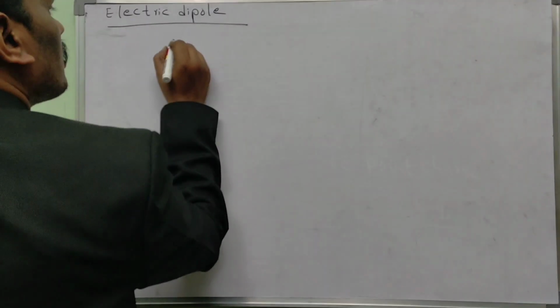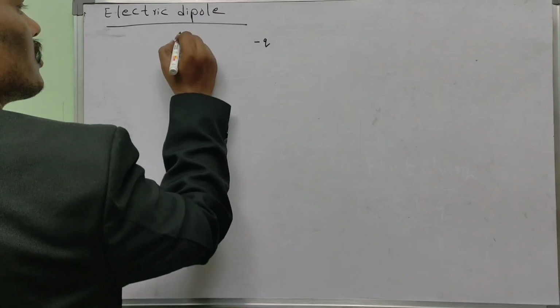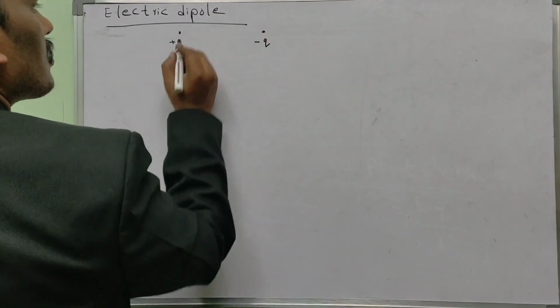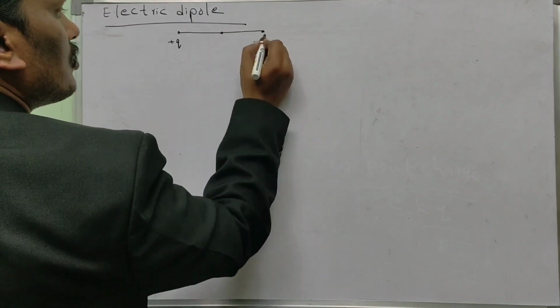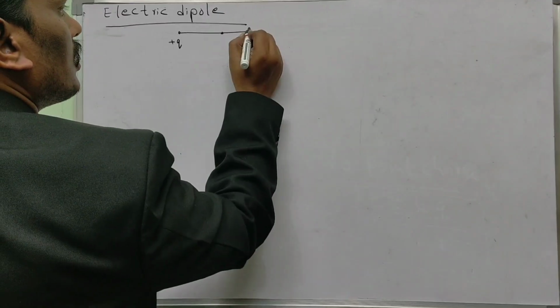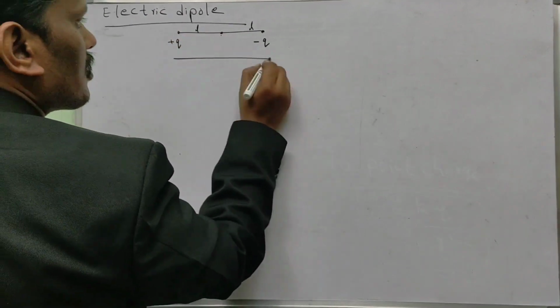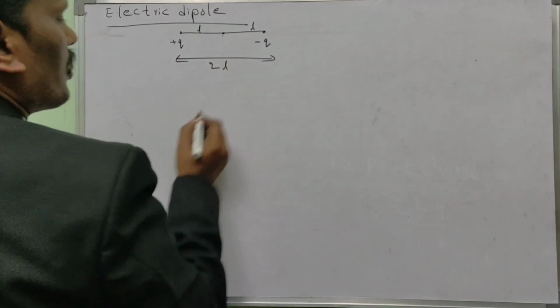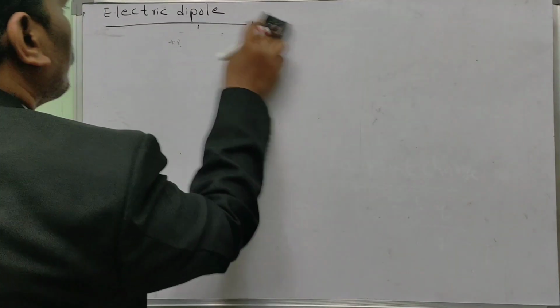If I consider a positive charge and a negative charge, equal and unlike charges, both separated by a small distance. From the center to the negative charge the distance is L, from the center to the positive charge the distance is L, and the separation between the two charges is 2L. This arrangement we generally call a dipole. Next we are going to discuss the electric field due to a dipole.